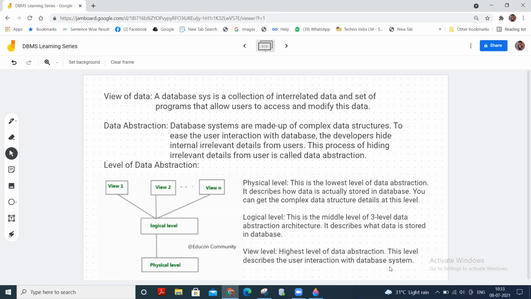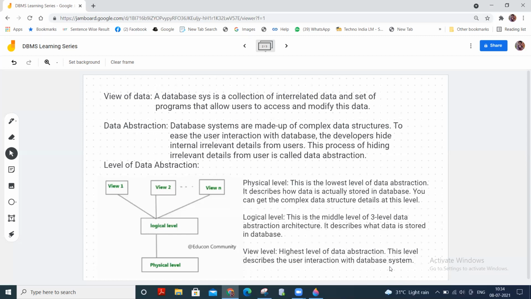And the next part is logical level. So the next higher level of abstraction describes what data are stored in the database and what relationships exist among those data. The logical level thus describes the entire database in terms of a smaller number of relatively simple structures. Database administrators, who must decide what information to keep in the database, use the logical level of abstraction.